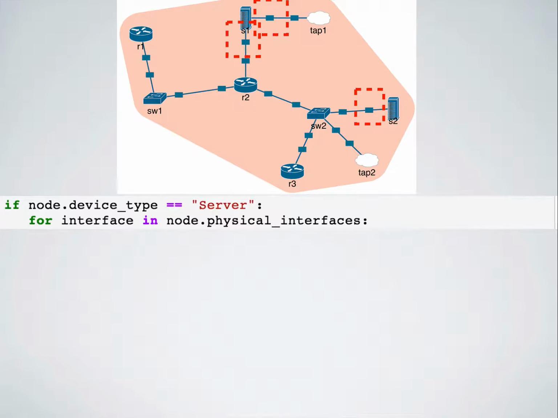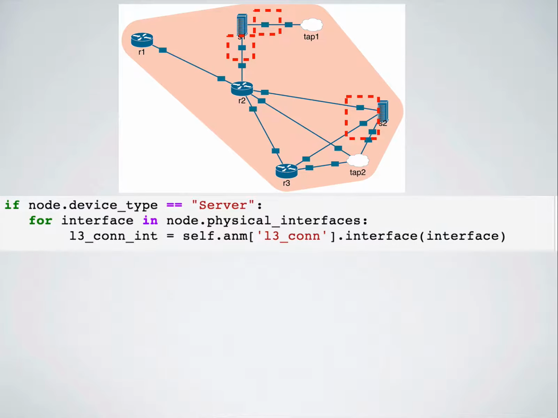Here we're iterating over the physical interfaces, so we do not select the loopbacks. The next step is to select the interface corresponding to this physical interface in the corresponding graph, the Layer 3 connectivity graph. We use this to look at Layer 3 connectivity of that interface. This uses a similar syntax to before, where we were selecting for the nodes across a different graph. Here we're using that to now select an interface.